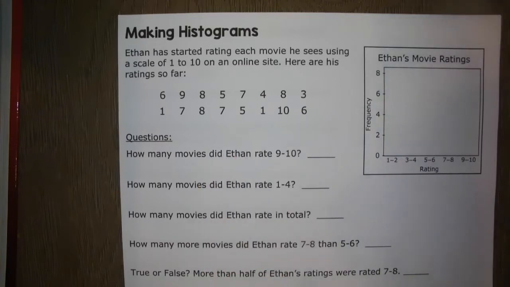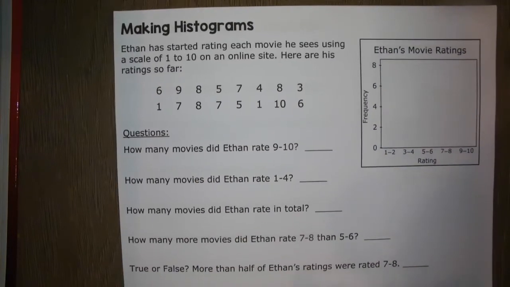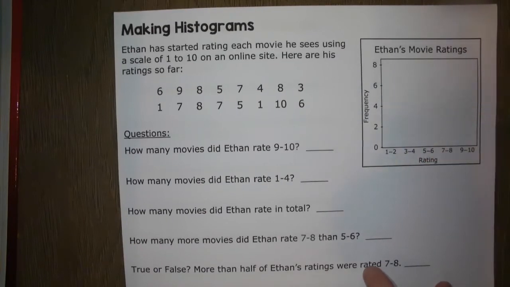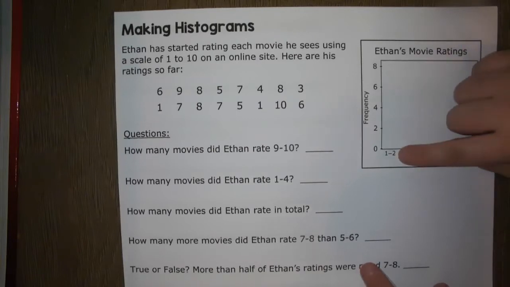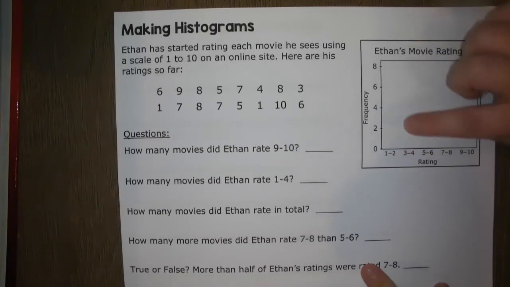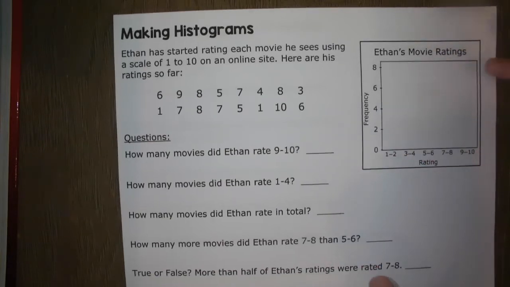One thing that I would always note about my histogram before I start filling in my bars is what my intervals are. I have intervals of 1 to 2, 3 to 4, 5 to 6, 7 to 8, and 9 to 10. So what I'm going to do is figure out how frequently numbers between 1 and 2, 3 and 4, 5 and 6, and so on occur, so I know how high to make my bars.